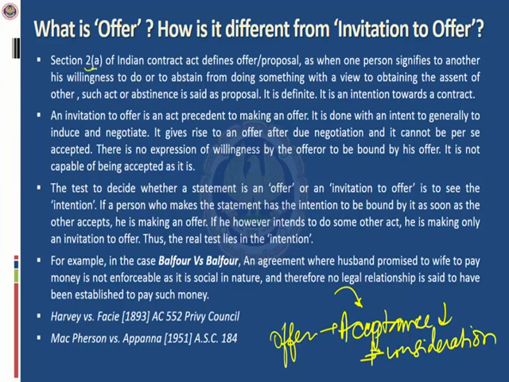Now my Indian Contract Act specifically defines this word. An alternative word for this is also proposal. So section 2 is talking about proposal. It says when one person signifies to another, so there have to be two people, one person who makes an offer, the other one who has to accept. The offer can be to do something or to refrain or abstain from doing something with a view to obtaining the assent of the other. Such act or abstinence is said to be a proposal.